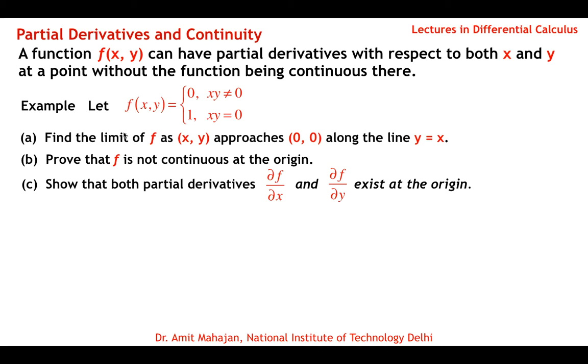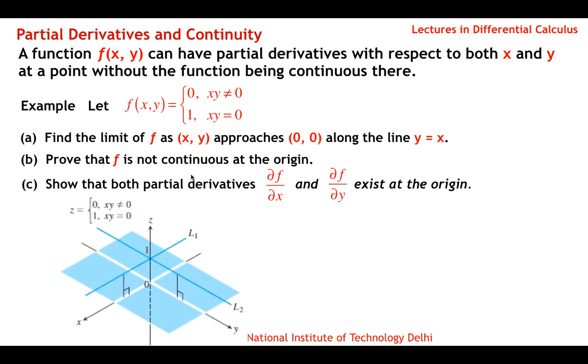Okay, so let us first see what exactly this function is, through this graph. Okay, so the function takes value 1 when the product xy is 0. So the product xy will be 0 when either y is 0, that means points are on the x-axis, or when x is 0, meaning points are on the y-axis. So along the points which are on the axes, the function value is here, at a height 1, z is equal to 1.